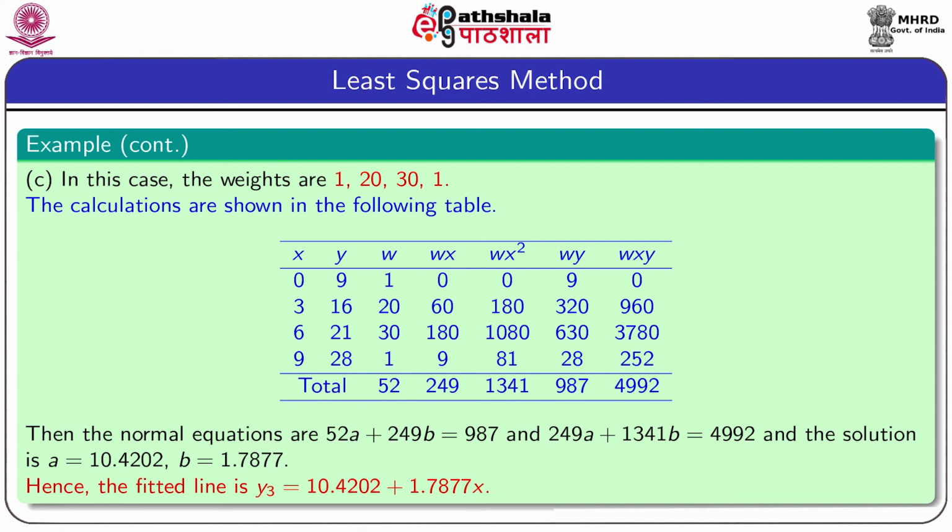Hence, the fitted line is y3. In this case, we denote y as y3, and y3 equal to 10.4202 plus 1.7877x. So we have considered three straight lines. One is denoted by y1, which is obtained without taking the weights, and y2 and y3 are obtained by considering two sets of weights.